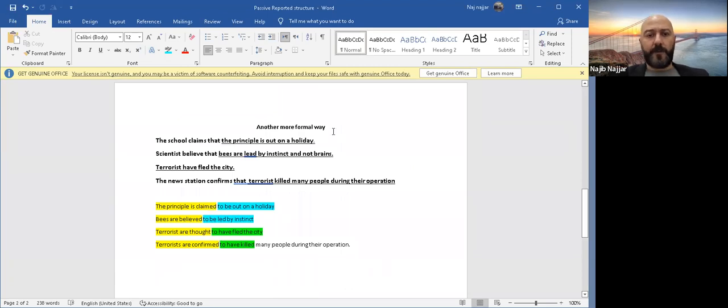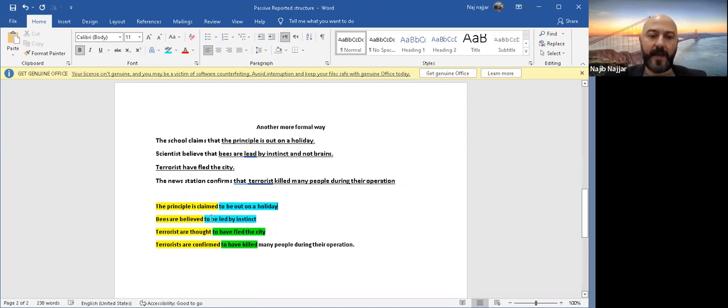Another more formal way, the same ideas, the same sentences, we have them over here. Let's see. The school claims that the principal is out on a holiday. Look what happened here. I'm going to blacken them. The principal is claimed to be out on a holiday. Scientists believe that bees are led by instinct and not brains. Bees are believed to be led by instinct.